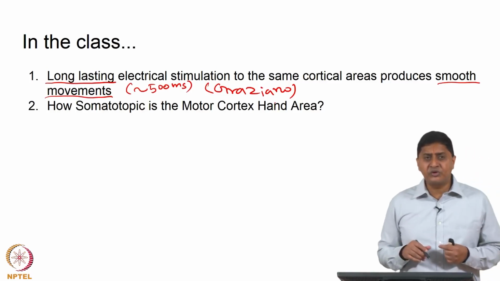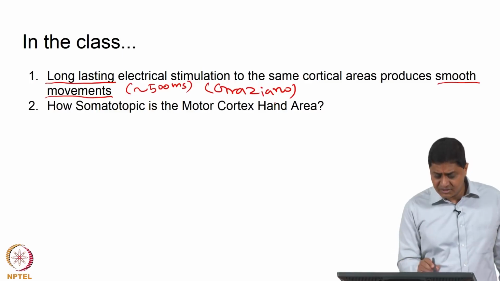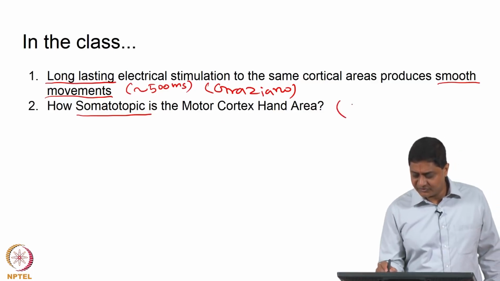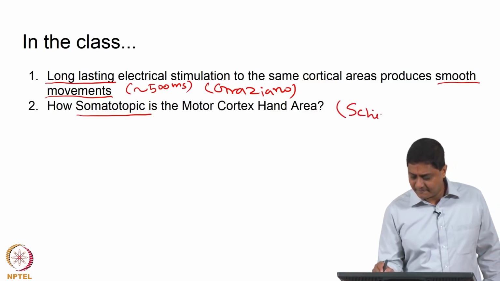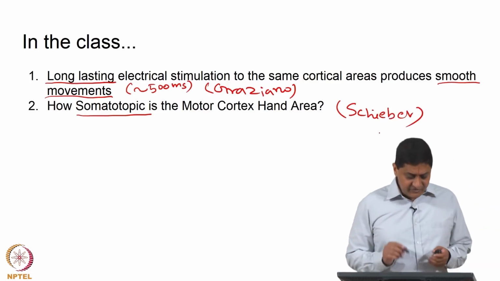Okay. How somatotopic is this? Is there a strict boundary? That is the question. How somatotopic is the primary motor cortex hand area? This is the work of Professor Mark Schieber of University of Rochester. Okay. We will discuss these two cases.